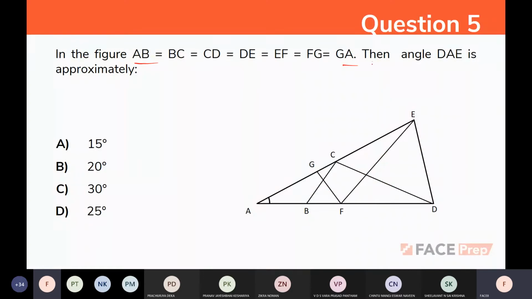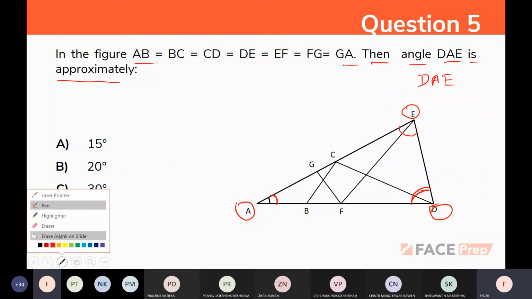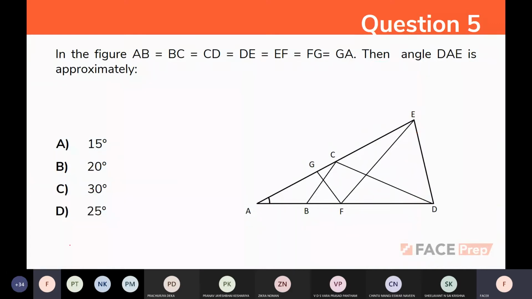What we need to find is angle DAE, approximately. We need to find the angle of this big triangle. For that we need to find these three angles. If we know these three angles, we will find the answer. So to approach this question, first you need to know two rules.